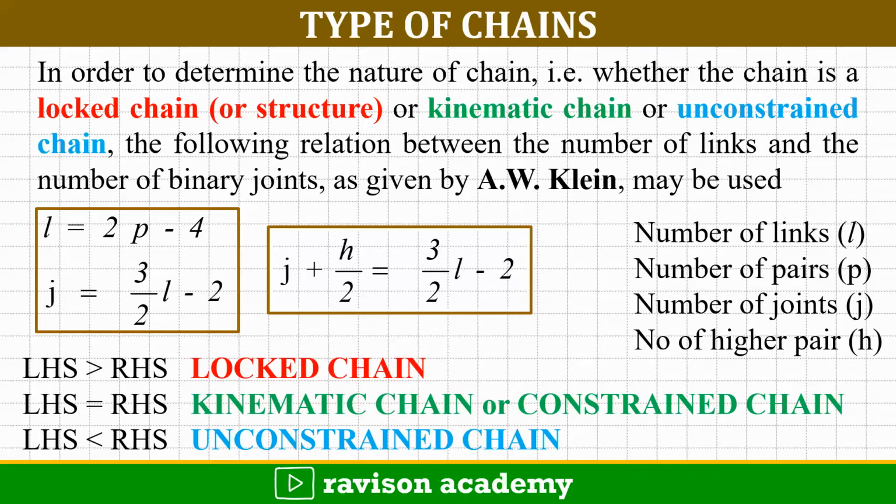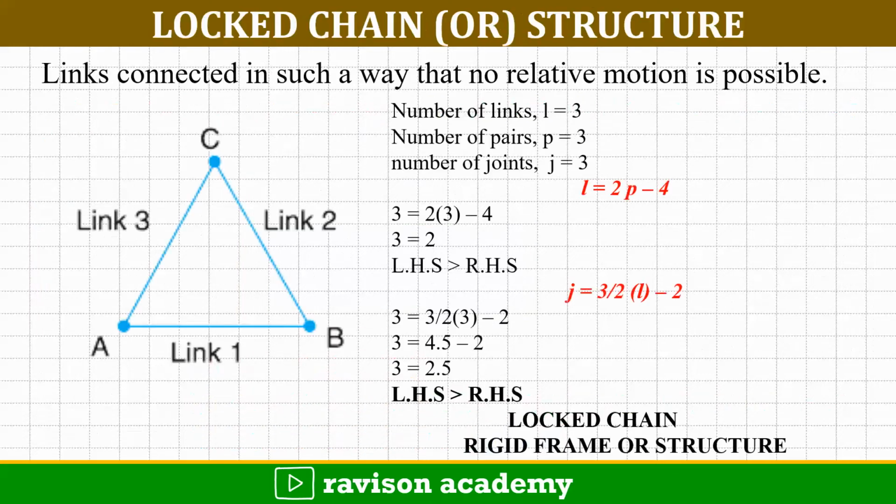So these are the equations. You want to remember these equations to identify whether the chain is a locked chain, kinematic chain, or unconstrained chain. Here L represents number of links, P represents number of pairs, J represents number of equivalent joints, and H represents number of higher pairs.